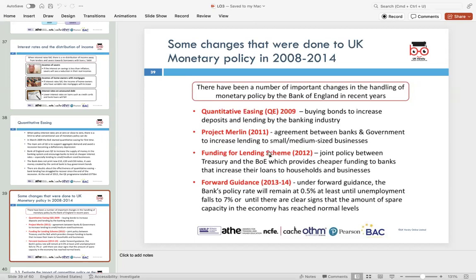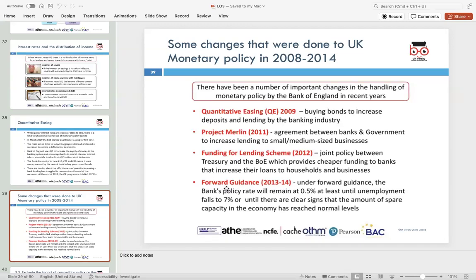initiative. Then the Funding for Lending Scheme in 2012: the Treasury and the Bank of England jointly collaborated on a program called the Funding for Lending Scheme, which offers banks more affordable borrowing in exchange for increasing the amount of money they lend to consumers and companies.